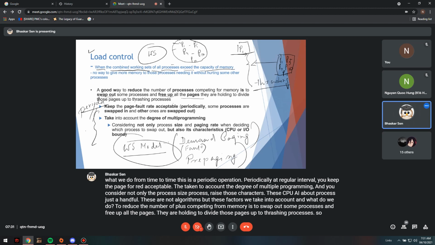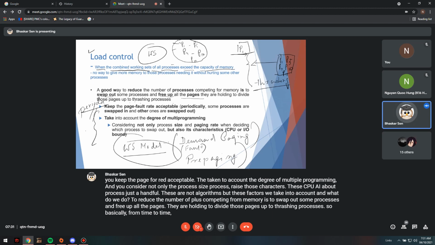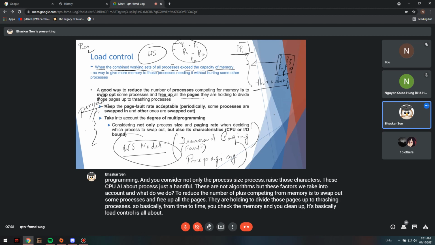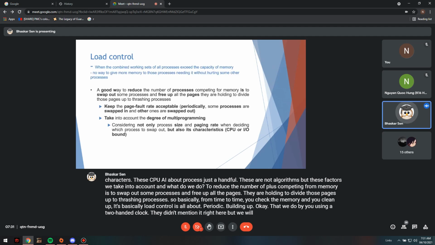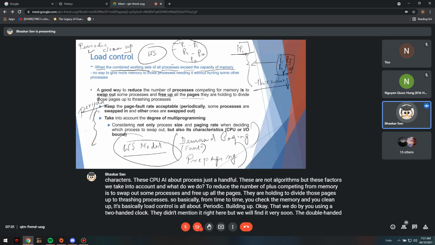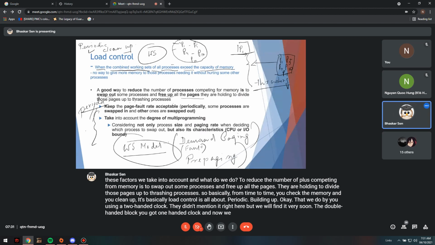So basically, from time to time, you check the memory and you clean up. Load control is all about periodic cleanup. Okay, that we do by using a two-handed clock. They didn't mention it right here, but we will find it very soon. The double-handed clock. You had a one-handed clock, and now we will have a two-handed clock.